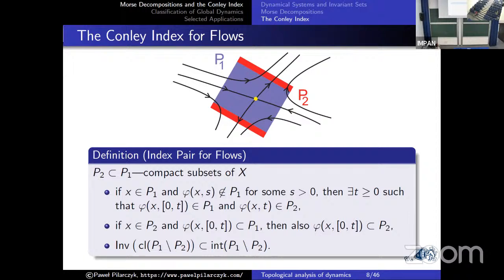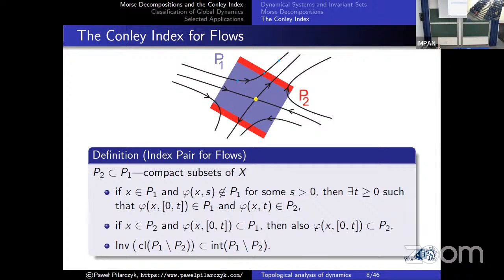Let me begin with the third one, because this is probably the most tricky one. This blue part inside must be an isolating neighborhood, so that the invariant part is contained in its interior. There is no invariant set that touches the boundary of this blue set. And then we have these two conditions. I'm not going to read the formulas, I'm going to explain them using the picture. So first of all, if there is a point in this blue part, and after some time we know that it is outside, it leaves this isolating neighborhood, then it must go through P2.